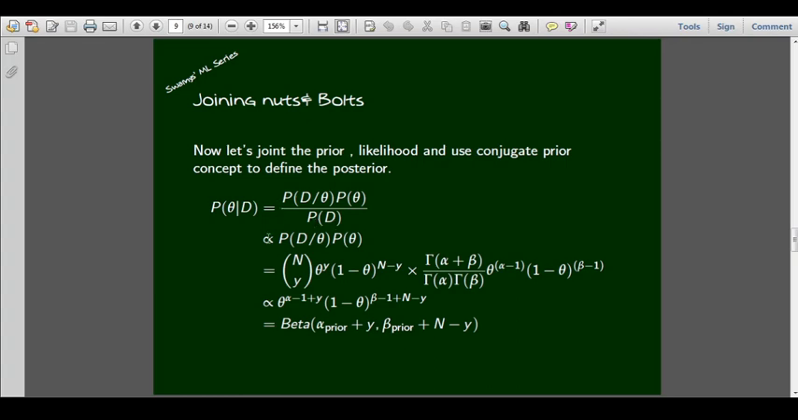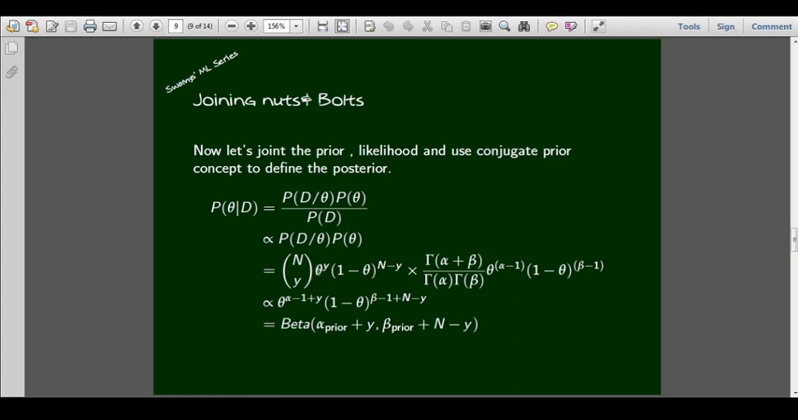In that case, it becomes proportional. So we have P of D given theta into P of theta. But we know what the prior distribution is. The prior distribution is our beta distribution, and the likelihood distribution is our binomial distribution. We write the corresponding PDFs here.